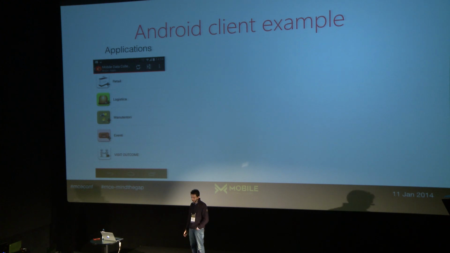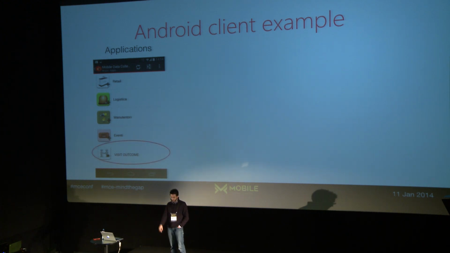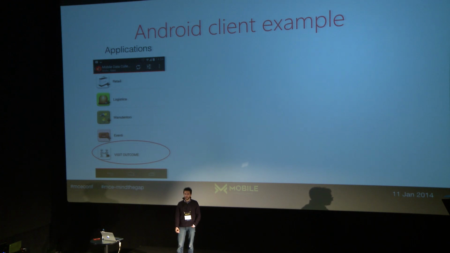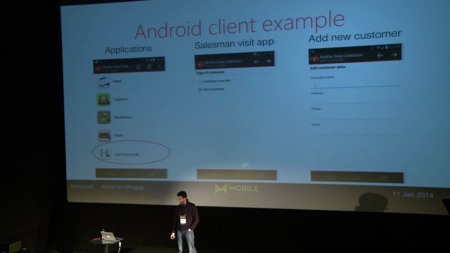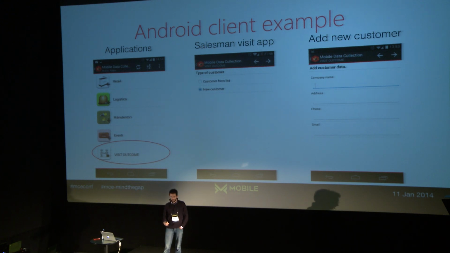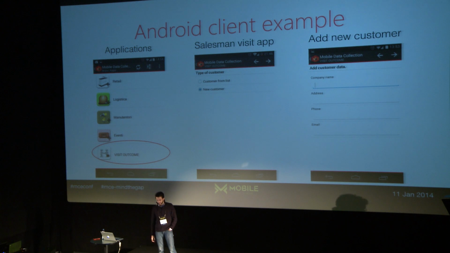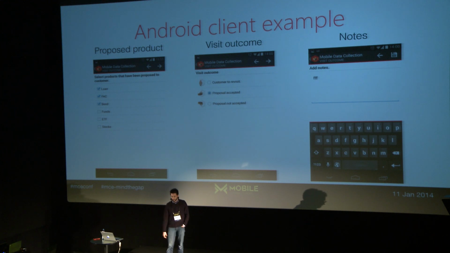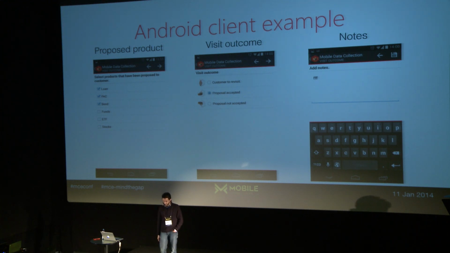Then let's say that we want to work with the last one. Just to give you a brief context, we are talking about a salesman who is visiting his customer. And these are the screenshots. The salesman can choose if he wants to pick up information from a previous customer or if it is a new customer. And in this case, he can gather further information about this customer. Then you can check the product that is shown to the customer and the visit outcome, so if the proposal was accepted or not, and eventually attach some notes. So this is just to give you the context of what I ported to Windows Phone.